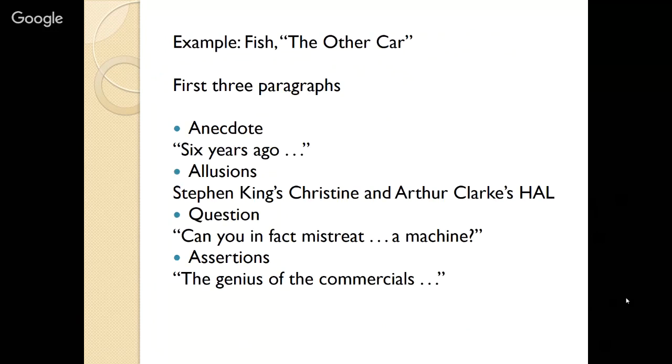Let's take a look at a couple examples. These are from the required readings, or at least the assigned readings, which are linked on e-learning. So the first one is from Stanley Fish's rhetorical analysis on the other car. And note that the introduction here is 3 paragraphs.